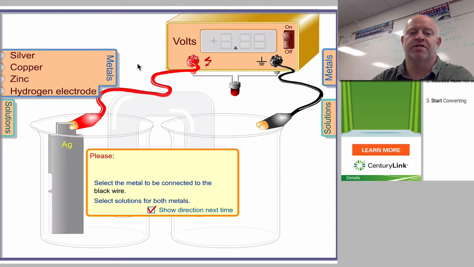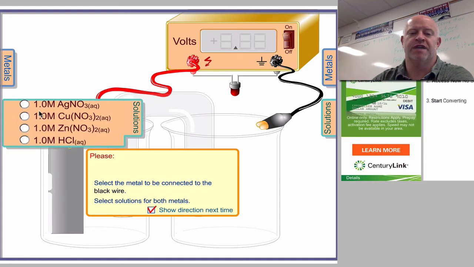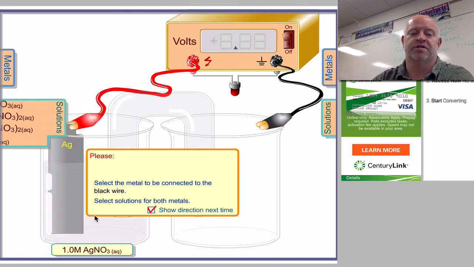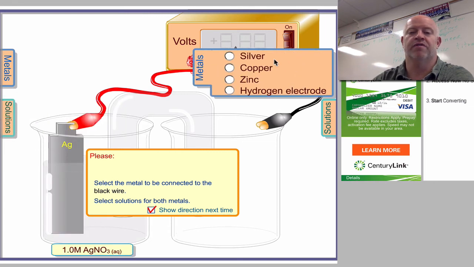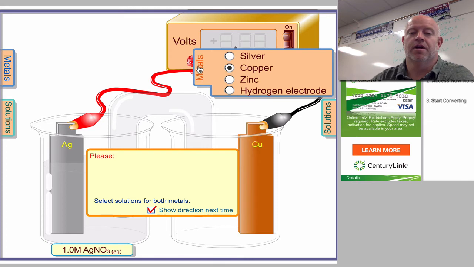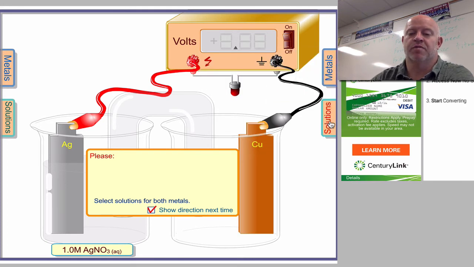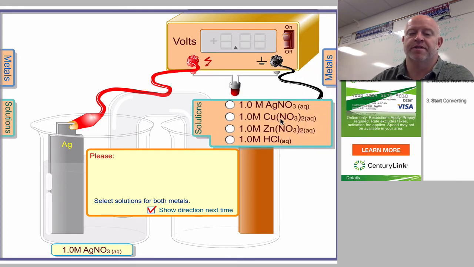I want to put silver metal in this side, which means the solution I want to use is going to be silver with something. These are all nitrates, again a good spectator. So we have silver nitrate solution in this side. Over here I can't use silver again, so I can use copper or zinc or a hydrogen electrode. We're going to ignore hydrogen and just use copper or zinc. It doesn't matter which one we use, you just can't use silver. So let's say we're going to use copper. We put copper in this side, which means our solution has to be the copper-based solution.